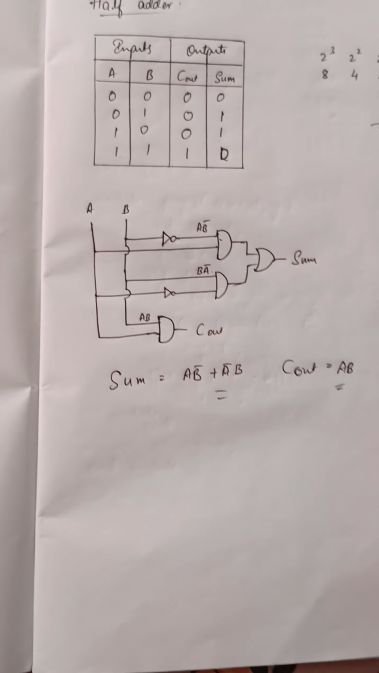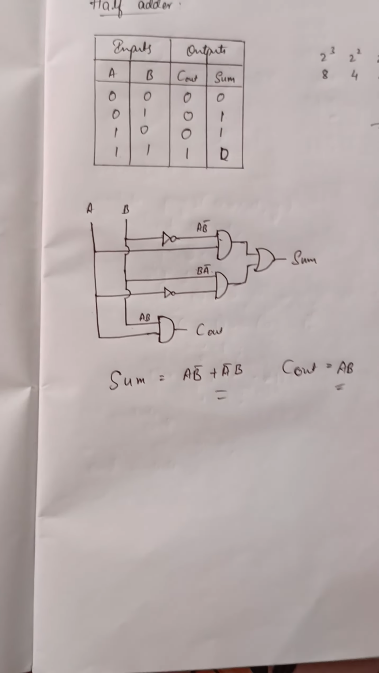Now we will discuss the full adder. Here the inputs are A, B and carry in. There are 3 inputs in the full adder. Adding 0 0 0, the sum is 0 and the carry out is 0. And here adding A, B and carry in, the sum is 1 and carry out is 0. Here also the same, the sum is 1, carry out is 0.